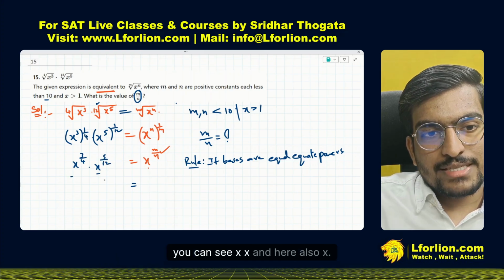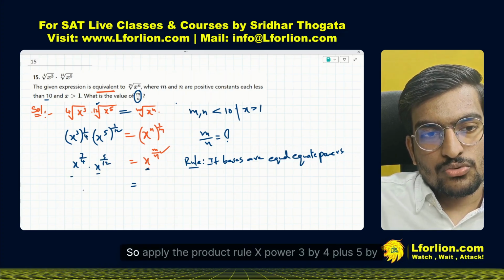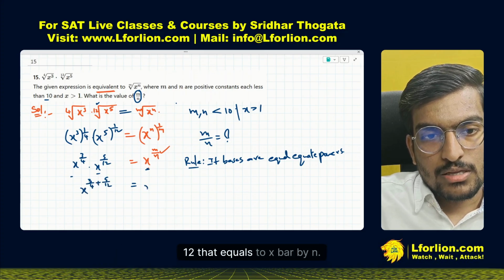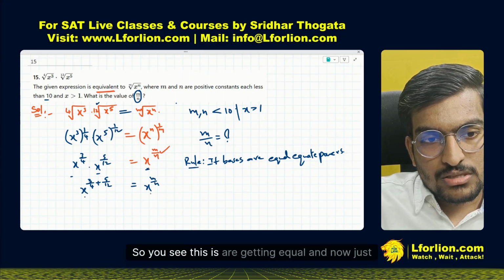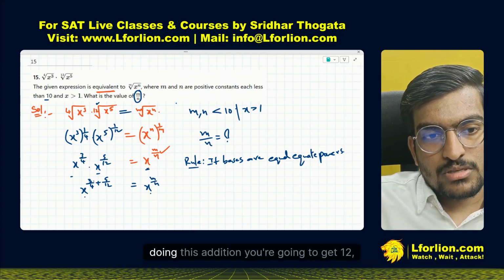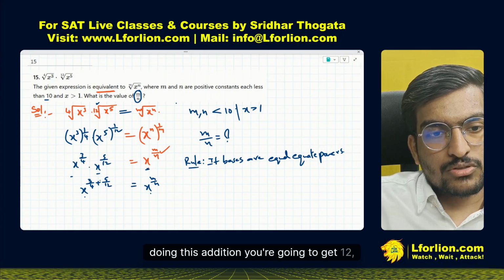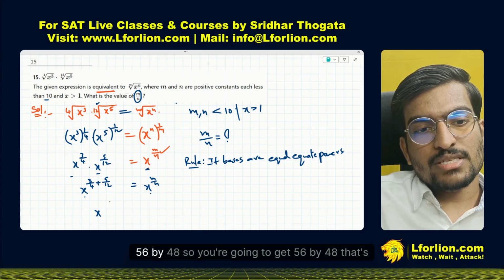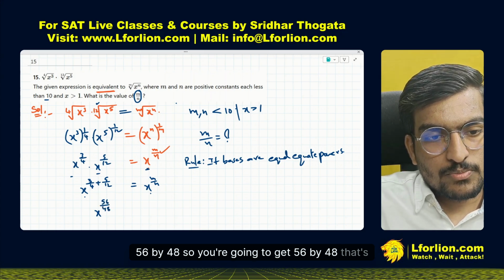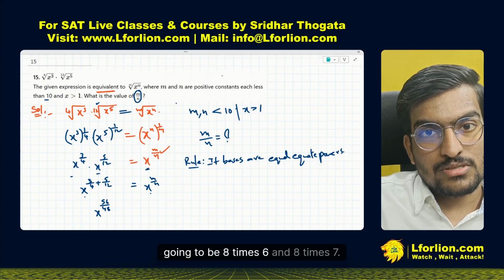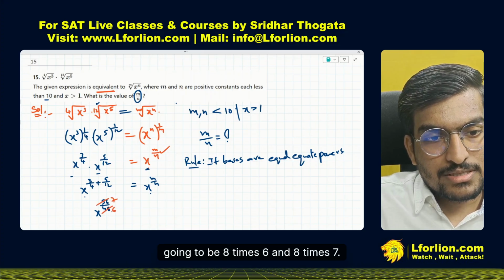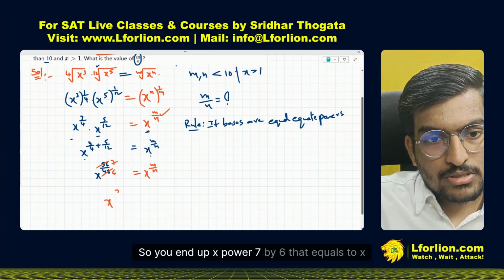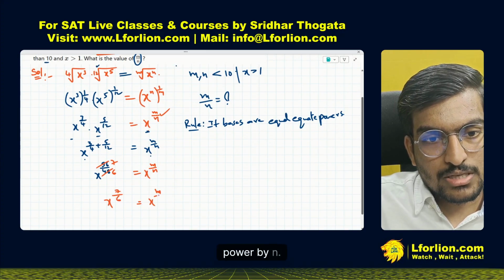So you can see x here and here also x. So apply the product rule: x power 3 by 4 plus 5 by 12 equals x power m by n. Now just doing this addition, the common denominator is 12 times 4, 48. 3 times 12 is 36, 36 plus 20 is 56, so you're going to get 56 by 48. That's 8 times 7 and 8 times 6. So you end up with x power 7 by 6 equals x power m by n.